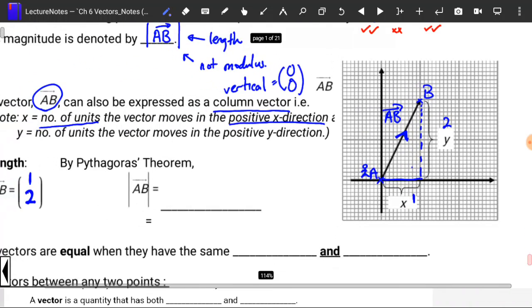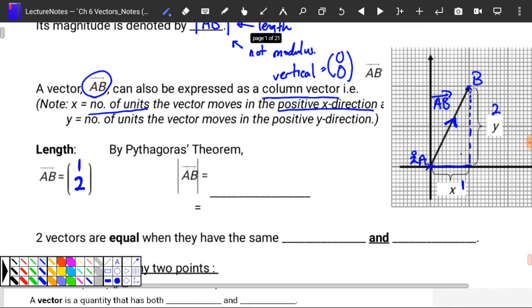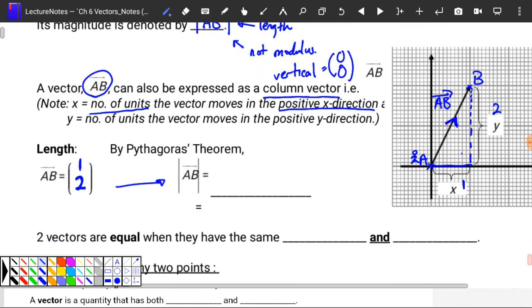So far okay? Now, if I draw 2 lines like that, what does this line mean? I want to find what? Start with L. The length. So if I want to find the length of AB, I can make use of the column vector that I learned in terms of Pythagoras theorem.